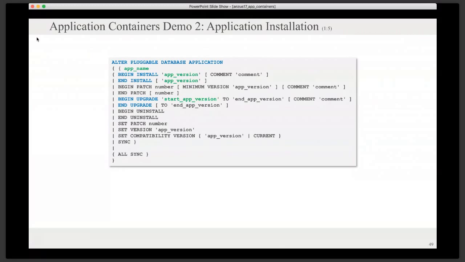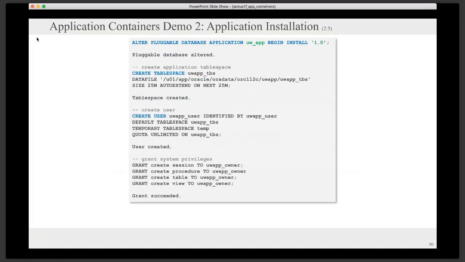What's fabulous about this is that an Oracle database up until now has had no version control for an application. So if some developer wanted to go in there and mess around, there was really no way to tell what they had done. Application versioning and change management control to a great extent is now built into the architecture here, and you'll see that as we go through these next group of slides. So let's go to slide 2 of 5, and you'll see I've done an alter pluggable database application, and there's my application name, begin install 1.0.